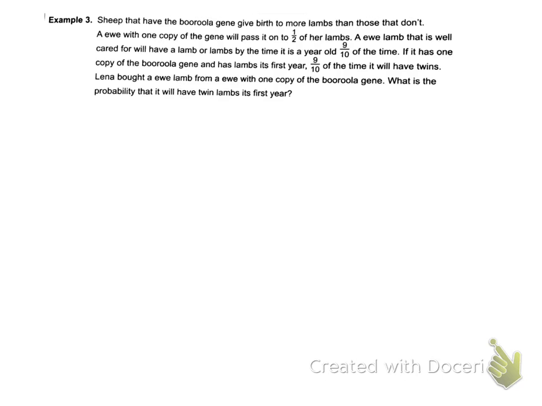Okay? So let's do another one. Example 3. Sheep that have the Barula gene give birth to more lambs than those who don't. A ewe with 1 copy of the gene will pass it to half of her lambs.